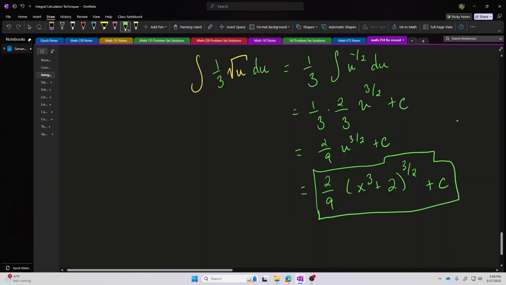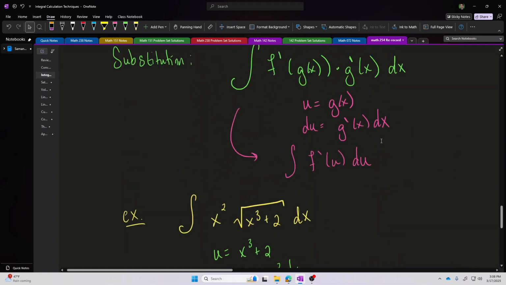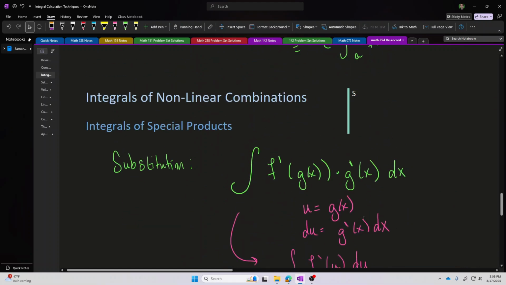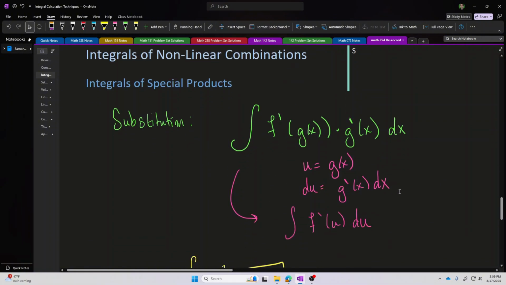So substitution is meant to help us to integrate special nonlinear combinations of specifically this format, f prime of g of x times g prime of x. In other words, the kind of thing that you would get when you apply the chain rule from calculus 1 to a function. Substitution is basically just chain rule backward.